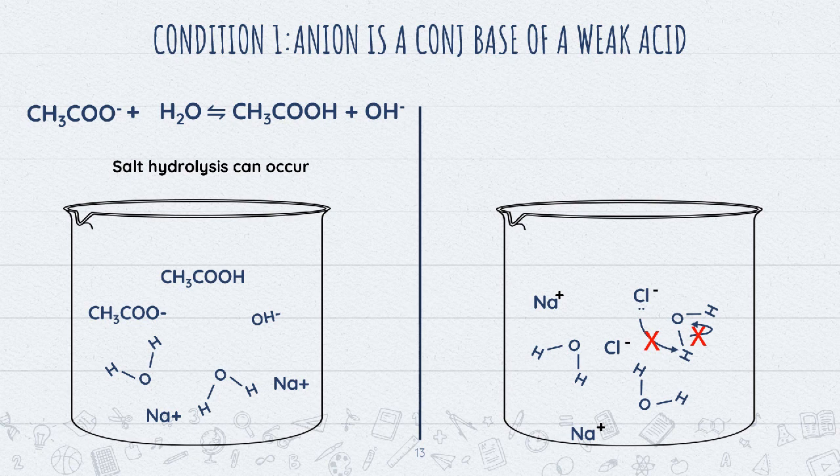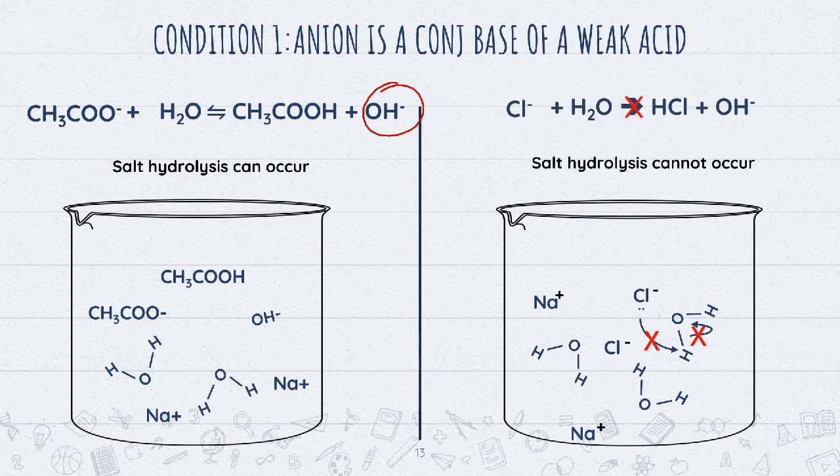On the left-hand side, salt hydrolysis can occur, and the equilibrium that we see above is the written form of what just happened in the animations, in which the strong conjugate base is able to react with water to give you some weak acid as well as some OH minus ions. On the right-hand side, salt hydrolysis couldn't occur for a weak conjugate base, which means the Cl minus anion is unable to react with water to form OH minus ions.